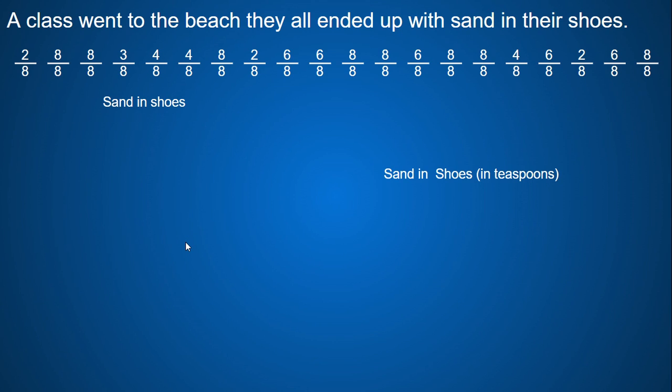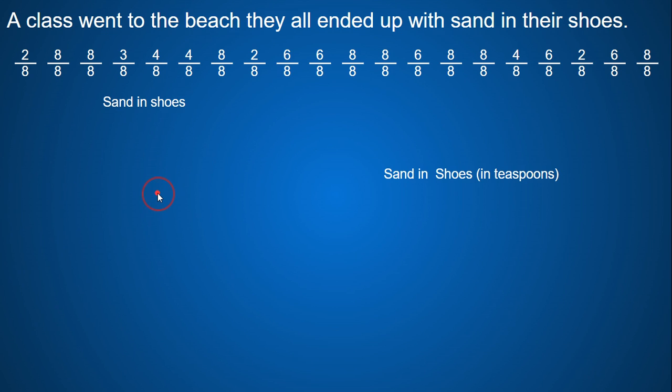Class went to the beach and they all ended up with sand in their shoes. So this is each student and how much sand they got in their shoes, and that is a measurement in teaspoons. So one had 2/8, 8/8, 8/8, 3/8, 4/8, 4/8, 8/8. So these are in no particular order. So we're going to make a line plot to organize this data.